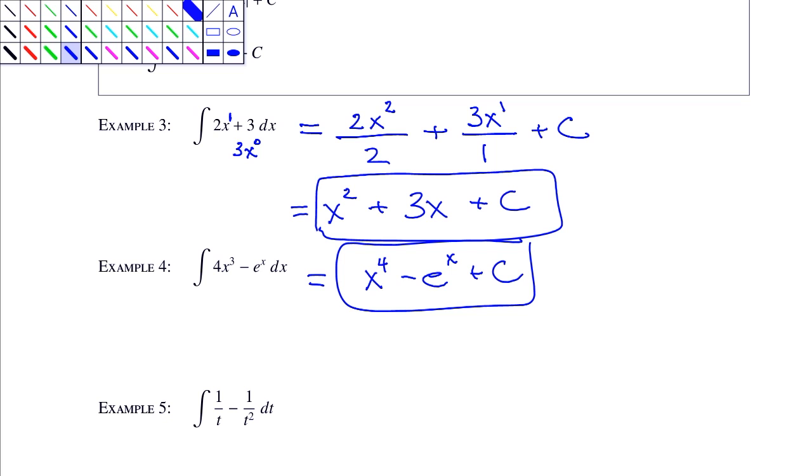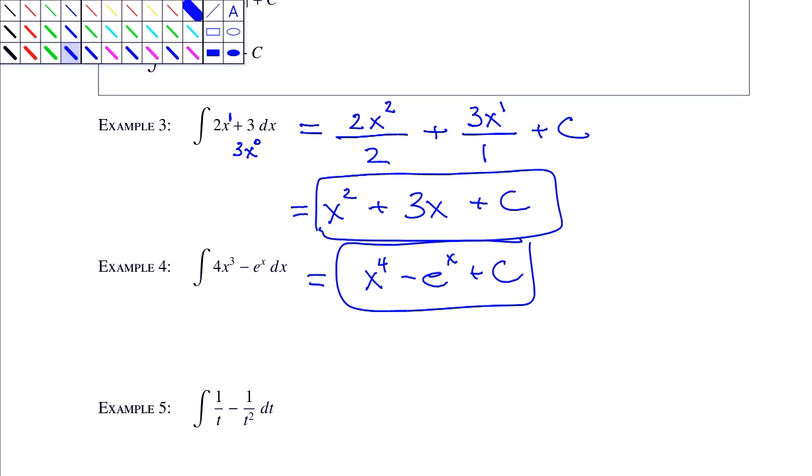So if you saw it straight up, you can just write that out. If you didn't see it, you need to use the rule. The power here is 3. Raise the power by 1. The power becomes 4. Divide by 4. That cancels these 4s. You get x to the 4th. The integral of e to the x is e to the x. And then you tack on plus c, and you're done.